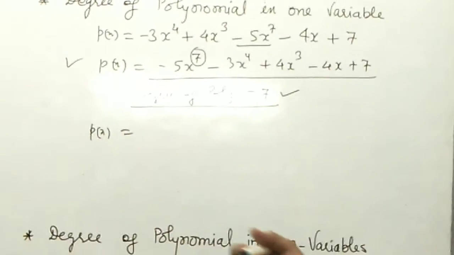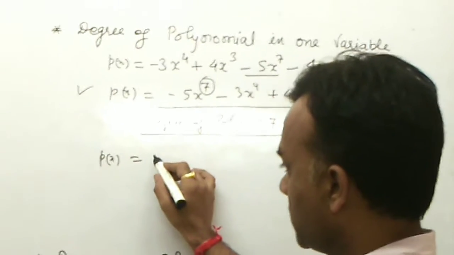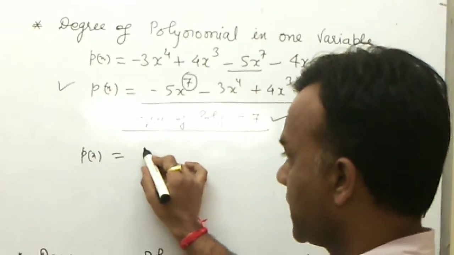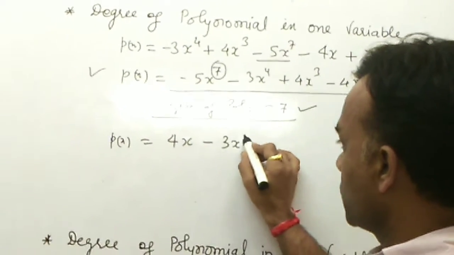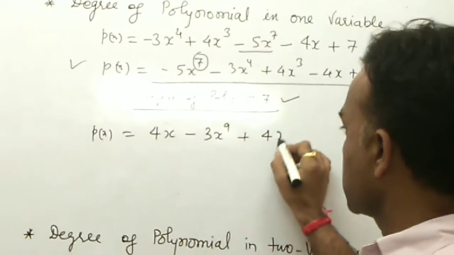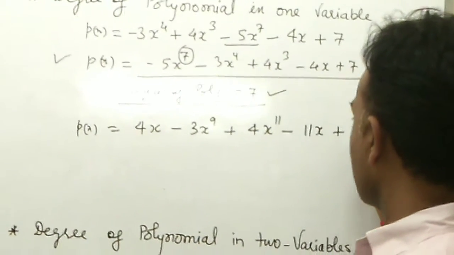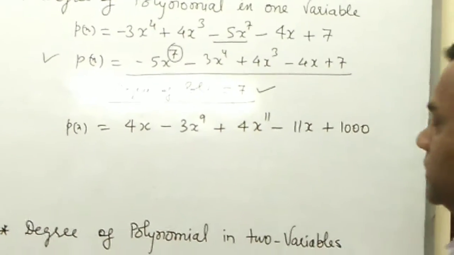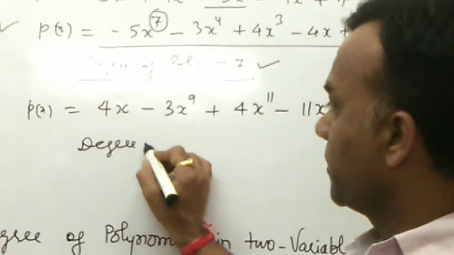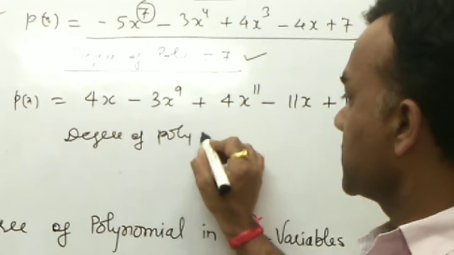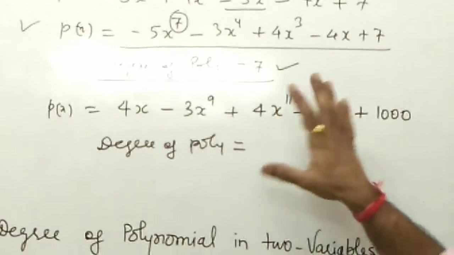Suppose without you convert into the standard form and then how you write your answer. So now you write down one more example, related to the same, like 4x minus 3x to the power 9 plus 4x to the power 11 minus 11x plus 1000. So what is the degree of the polynomial? Then again, the degree of the polynomial, according to our definition, is the highest degree.